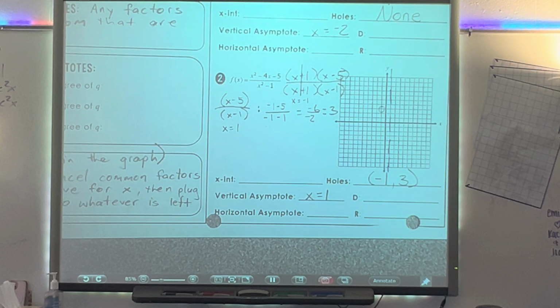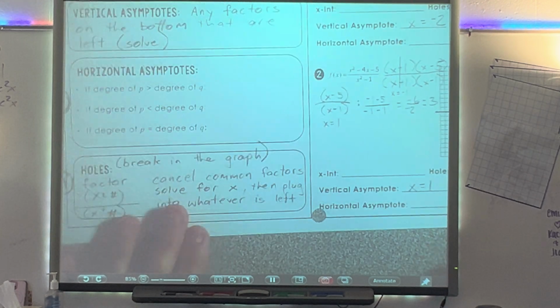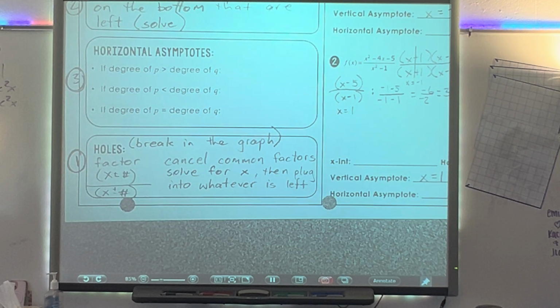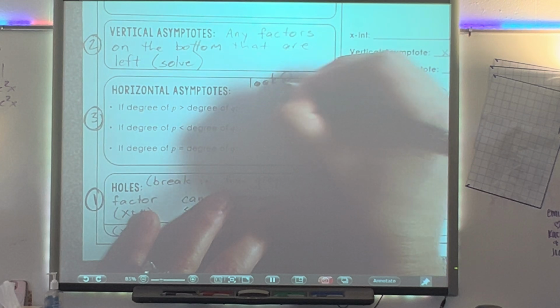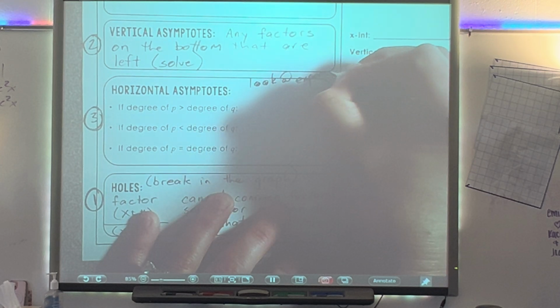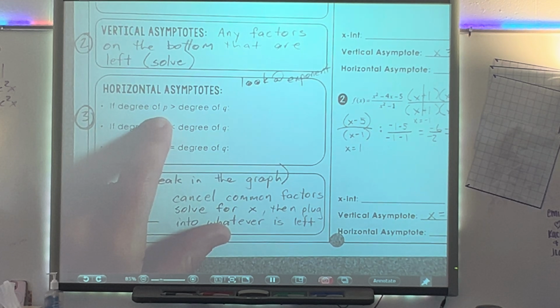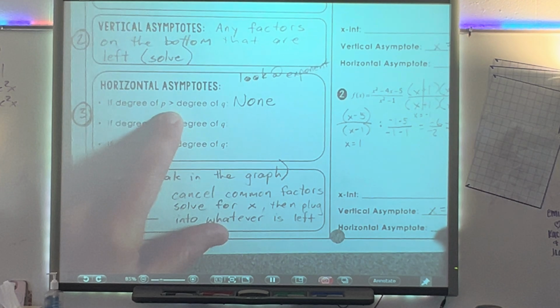Okay. Then the next place I'm going to go is my horizontal asymptote. Alright, so we're talking about the degree. What do they mean there when we say the degree? What's that talking about? Yeah, the exponent. Alright, that's what we're looking at. So I'm looking at the exponent. Alright, if P is greater than Q, then there is not going to be a horizontal asymptote at all.